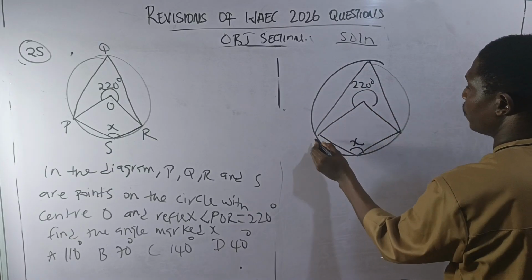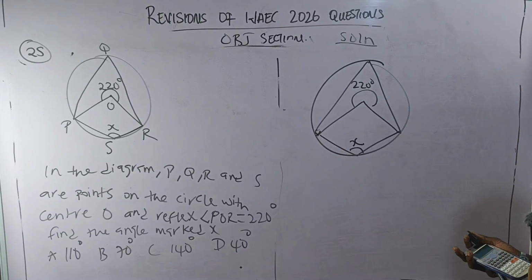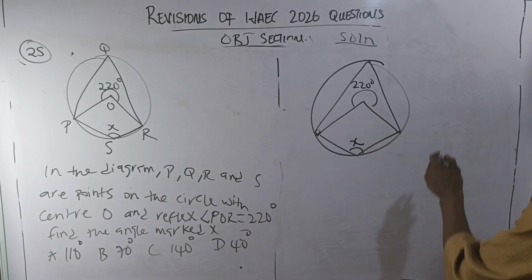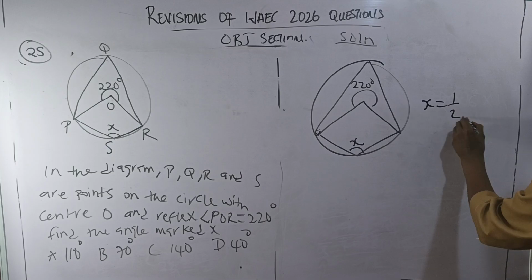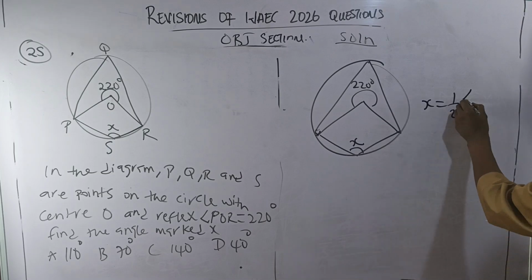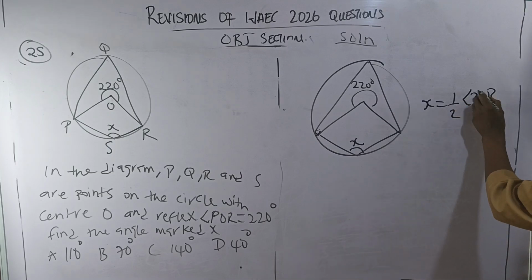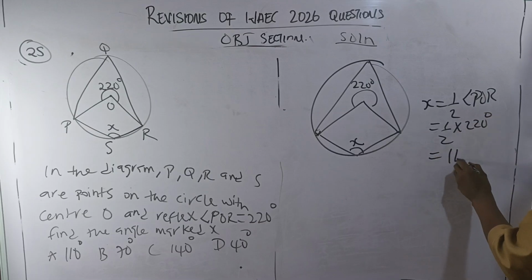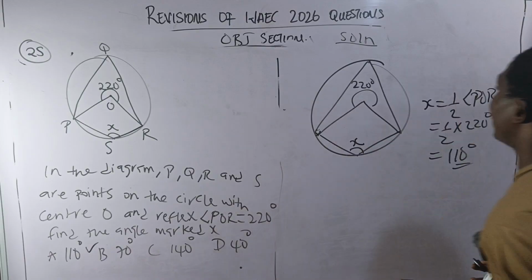And I have this way. Now, to get my X is simply half of the reflex angle. Half of it, X is equal to what? Half angle PO arrow, which is half times 220 degree, giving me 110 degree as A.